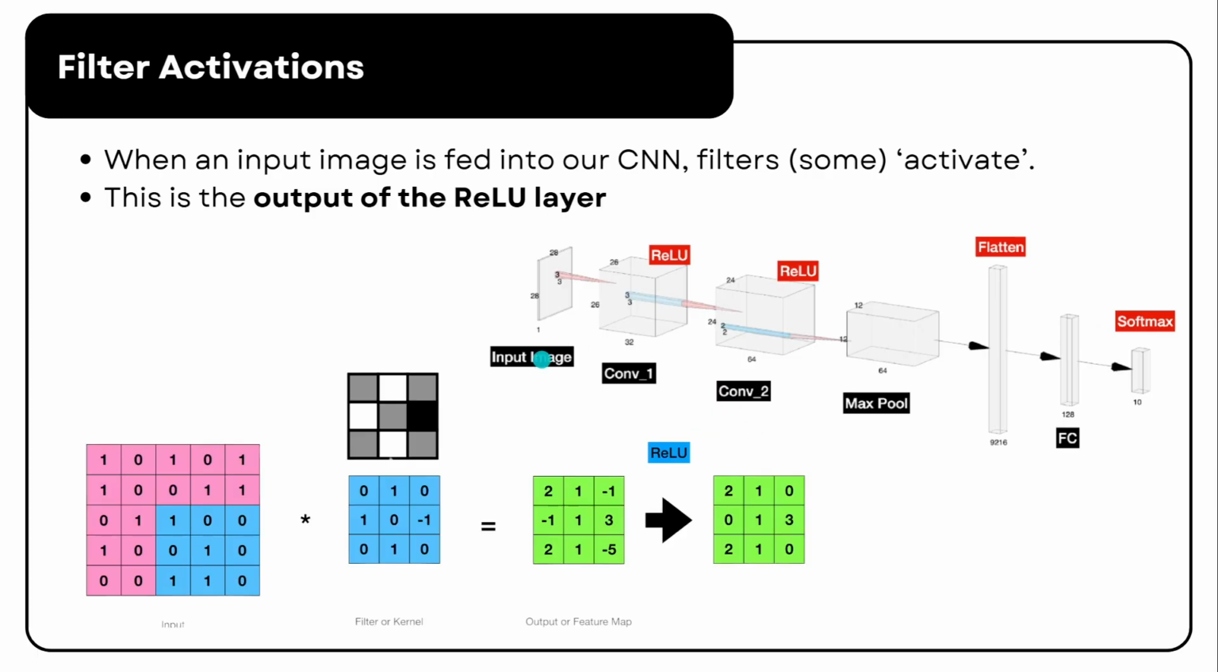Imagine you have a random input image here, and you are feeding it to the trained convolutional neural network, or CNN. So now, what exactly happens at this stage?